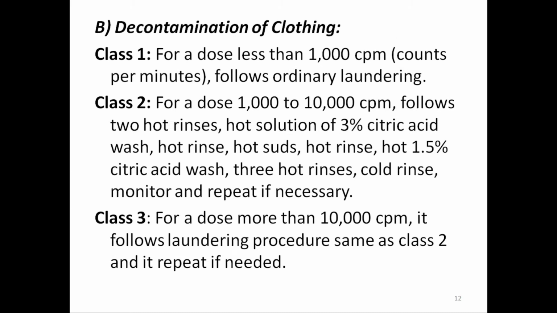Decontamination of cloth. Depending on contaminants, garments are divided into 3 classes, class 1, 2, and 3. Class 1 is for those clothes whose dose is less than 1000 cpm, that is counts per minute. Then we just follow normal laundry procedures.